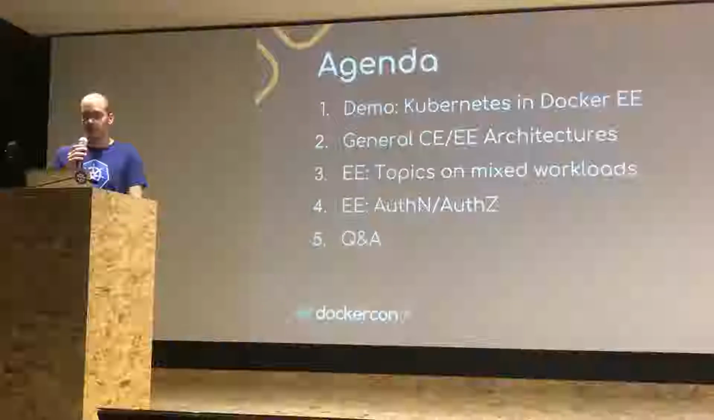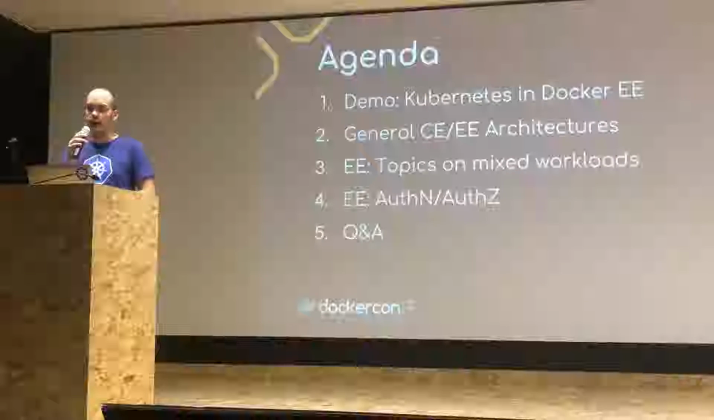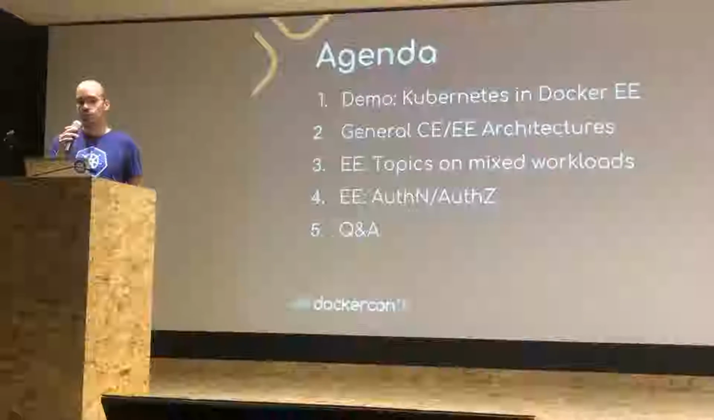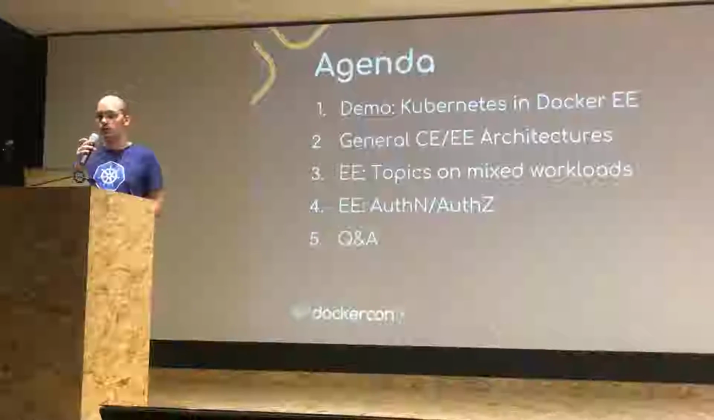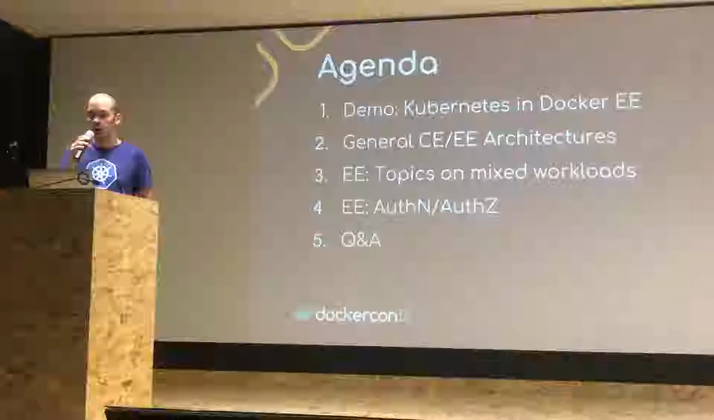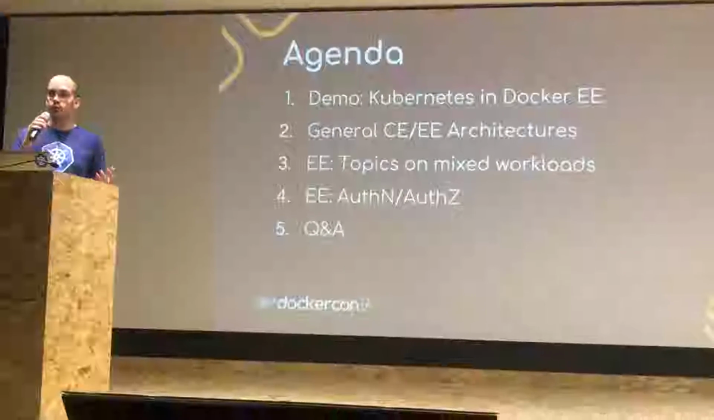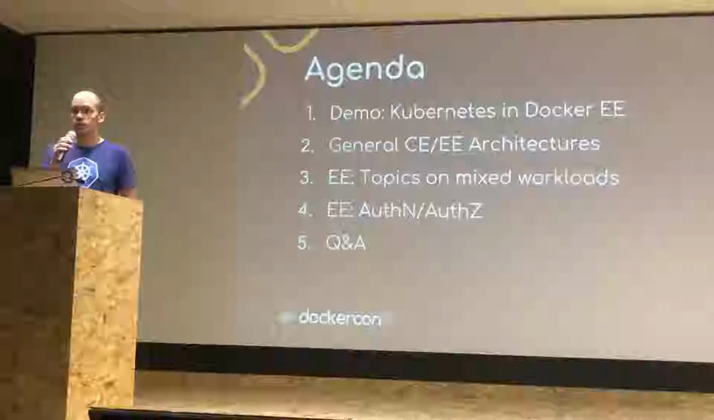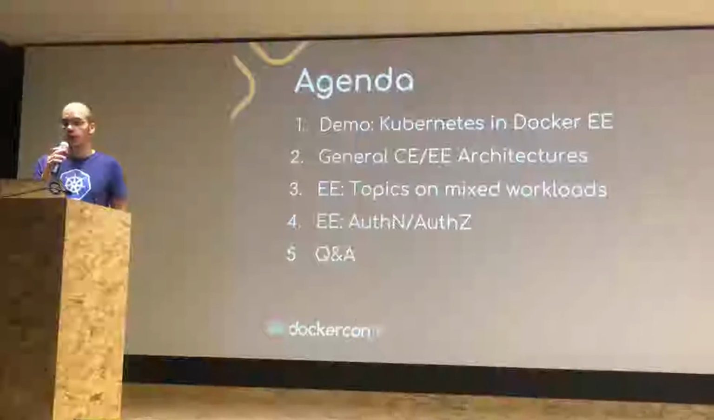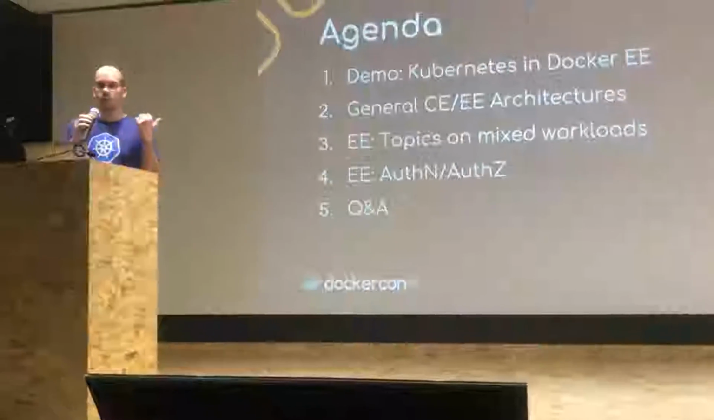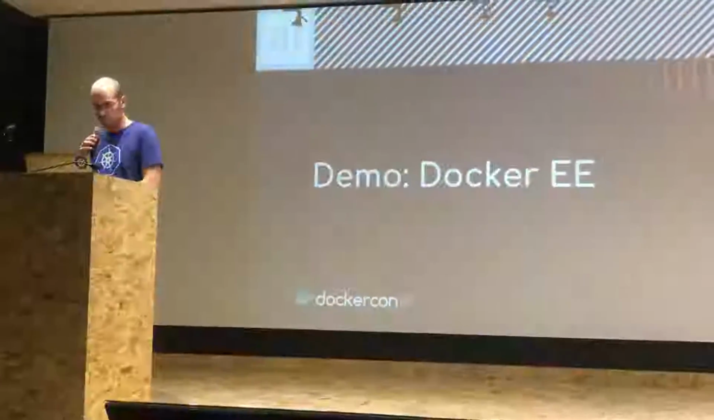After the demo, we'll talk about the general architectures of CE and EE and how Kubernetes fits into both of them. And then we'll dive into some more technical topics around how Kubernetes is used and integrated into Docker EE. Specifically, we'll talk about mixed workloads, where mixed workloads refers to the fact that workloads from multiple orchestrators may be scheduled on the same nodes. And we'll also talk about authentication and authorization in Kubernetes and the integration that we're planning to do with Docker Enterprise Edition. And after that, we'll probably do a lengthy Q&A section. So first of all, let's do the demo. I'm not sure how I'll do it with my hands, but I'll try.